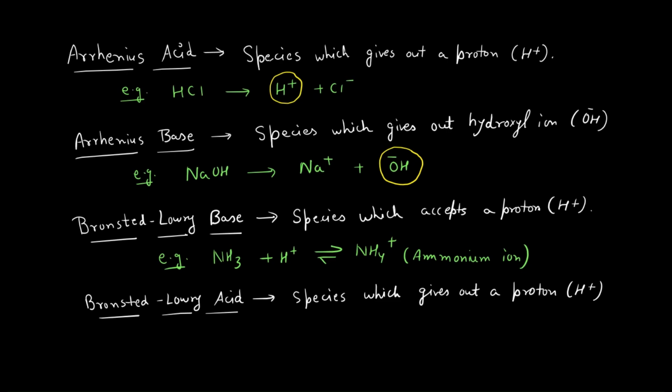Example, we can take some other example like H2SO4. H2SO4 can dissociate to give H plus ion and HSO4 negative ion. So because of this H plus ion, it is called a Bronsted-Lowry acid.